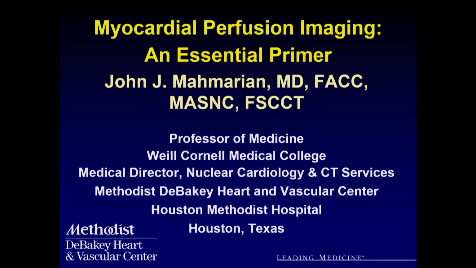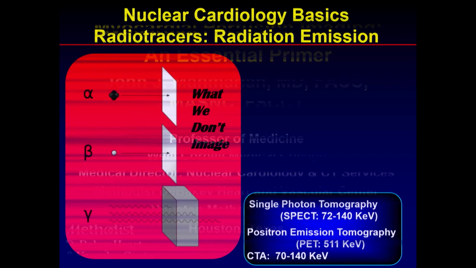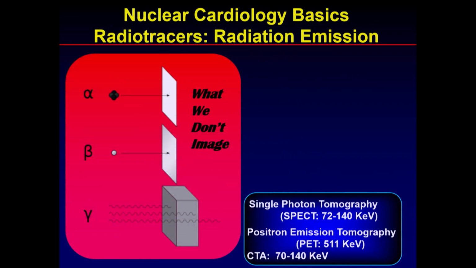Okay, so we're going to be talking about myocardial perfusion imaging today and some of the basics in terms of how we set up imaging and perform imaging. So first of all, let's go into some of the radiotracers and different things about radiotracer emissions. So, we have alpha particles, and I don't have a mouse, but that's okay. You can see it up there.